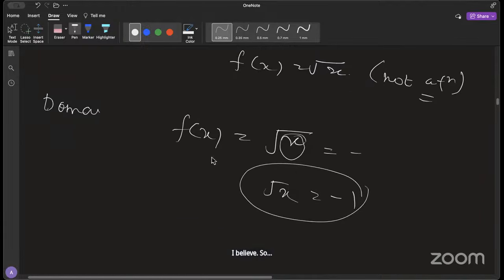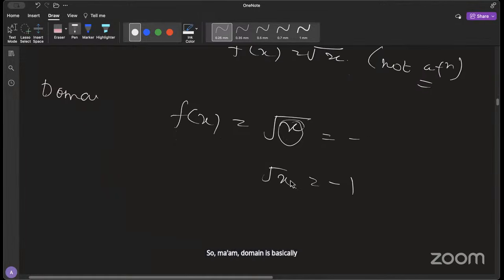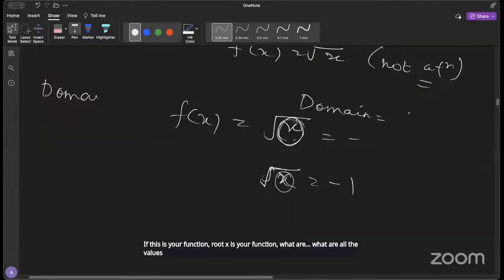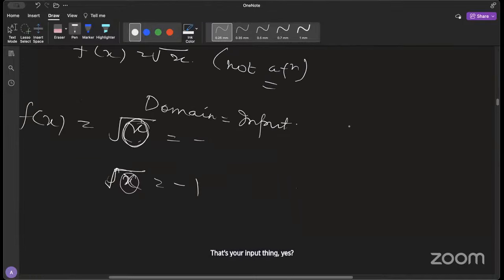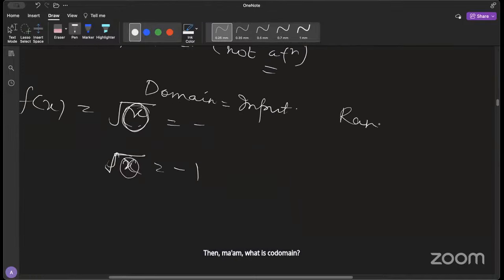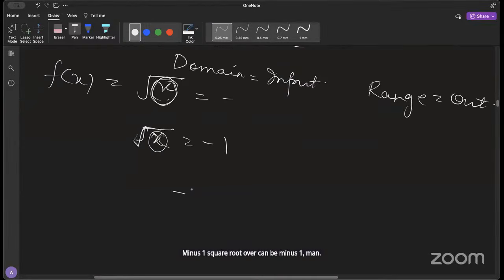Ma'am, domain is basically your output and codomain is basically your input? No, ma'am. In simple words, domain is input. Input means what you can put here. If root x is your function, what are all the values that you can put here? That's your input. Then, ma'am, what is codomain? Square root of -1 can be -1, ma'am? What? -1?